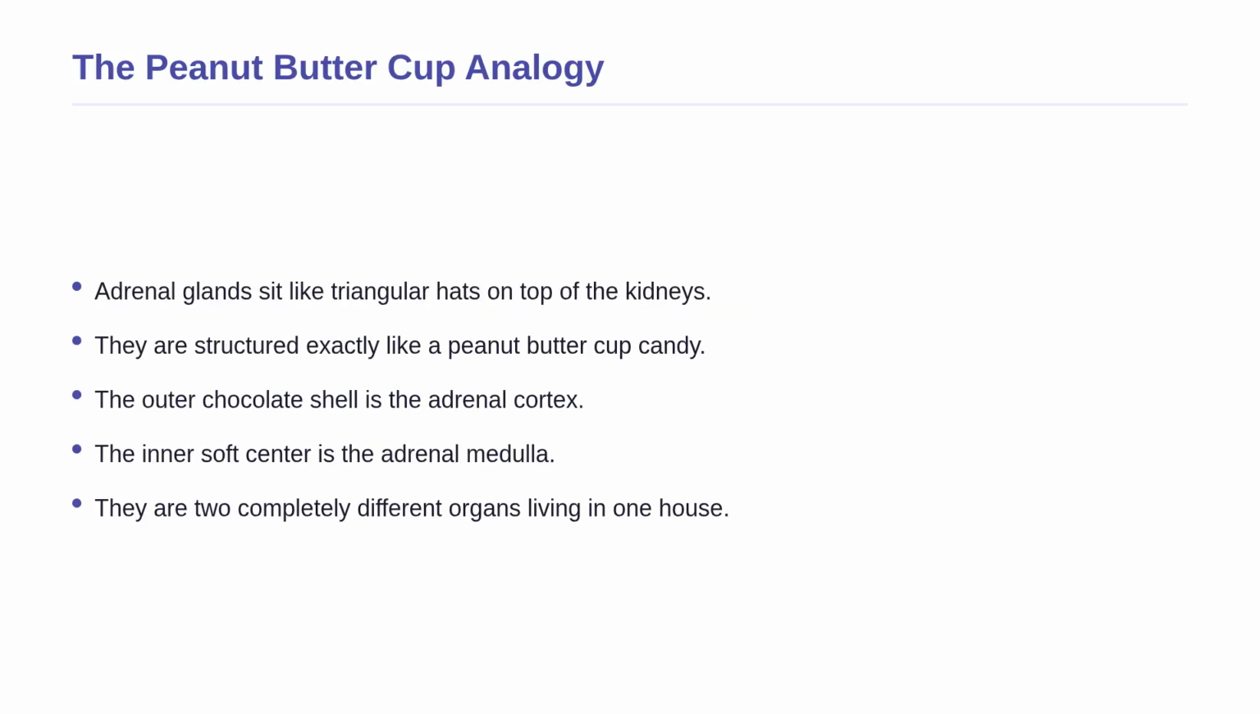To begin our journey, imagine you are holding a peanut butter cup candy. It has a distinct outer chocolate shell and a completely different, soft peanut butter center. The adrenal glands, which sit like tiny triangular hats on top of your kidneys, are built exactly like this candy. The outer shell is called the adrenal cortex, and the inner center is the adrenal medulla.